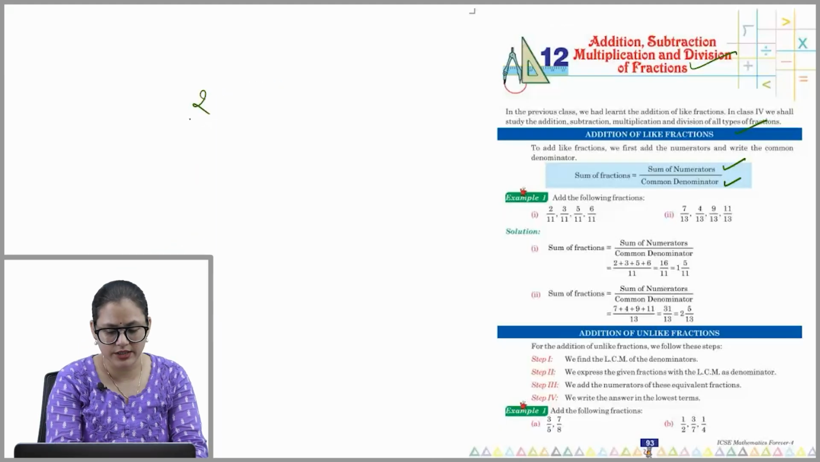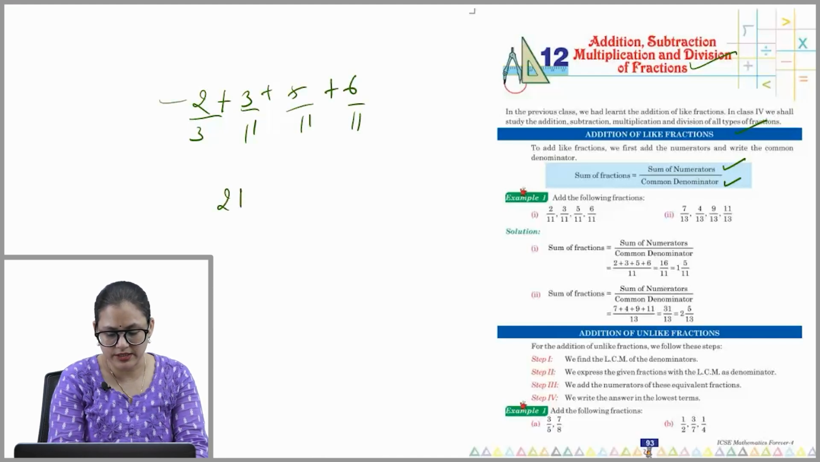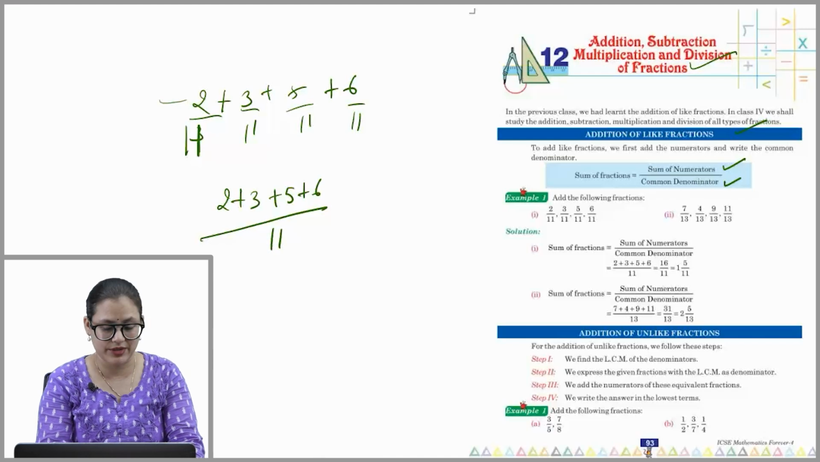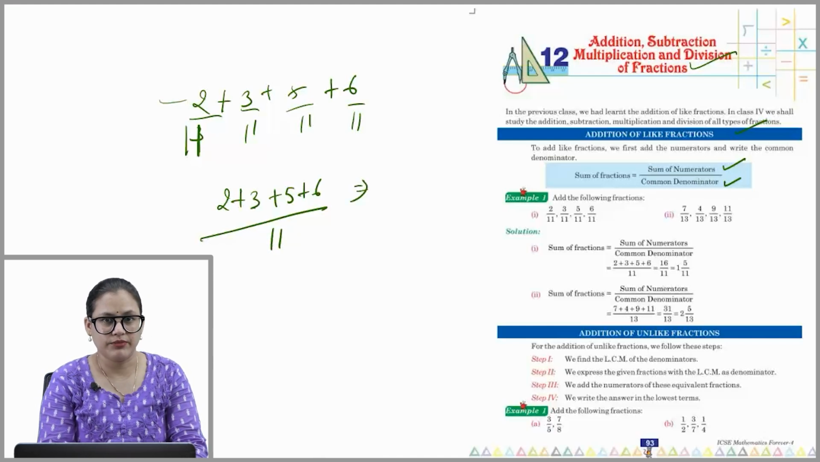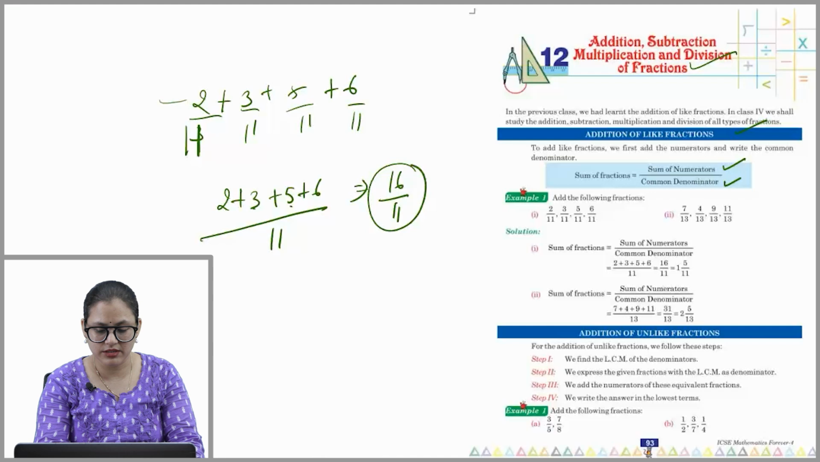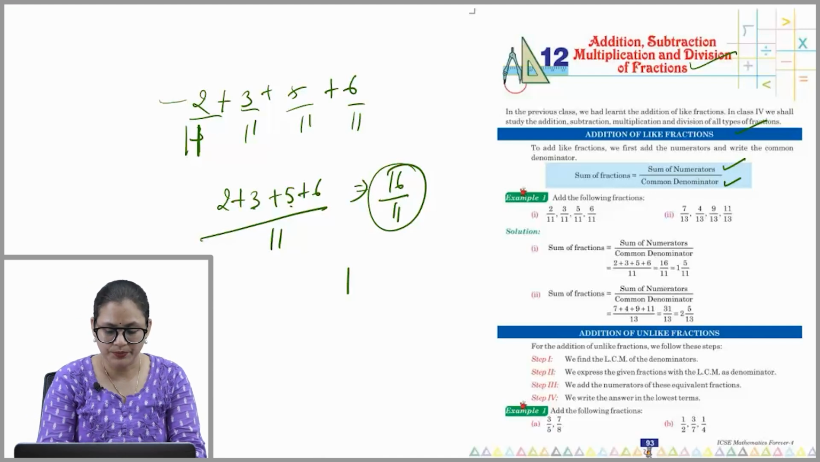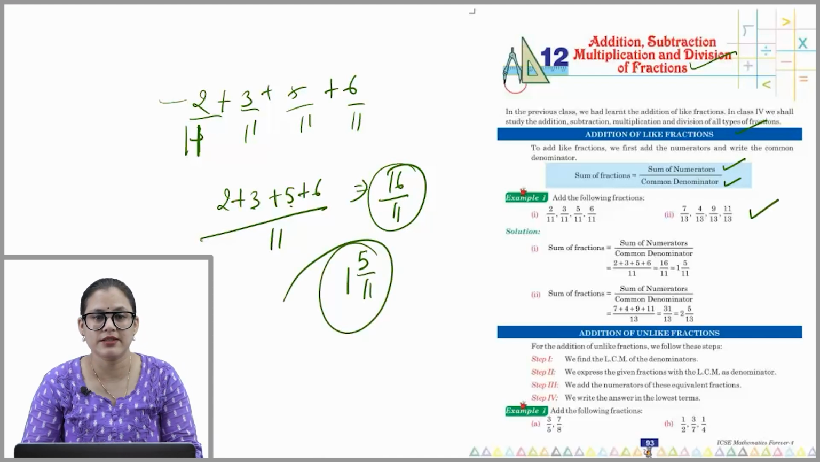We have to add 3 by 11 plus 5 by 11 plus 6 by 11. Wait, 2 by 11 plus 3 by 11 plus 5 by 11 plus 6 by 11. So we will just add numerators, 2 plus 3 plus 5 plus 6 upon common denominator, which is 11. Now 2 plus 3 is 5, 5 plus 5 is 10, plus 6 is 16 by 11. So 16 by 11 is the answer, or you can also convert this fraction into a mixed fraction. So you will get 1 whole 5 by 11. Similarly, you will add this example also.